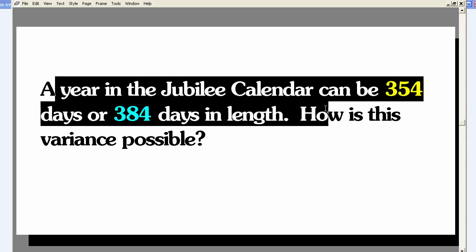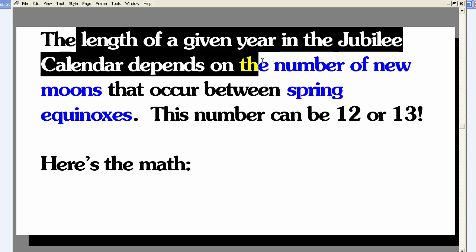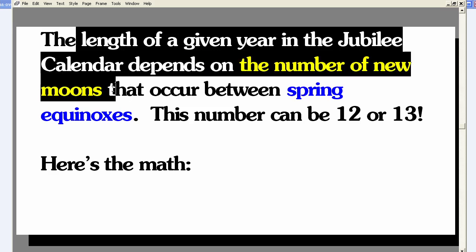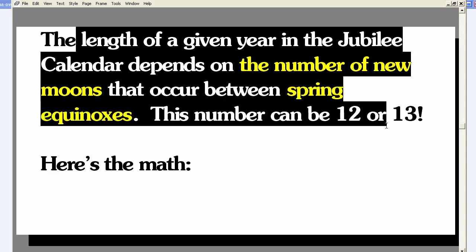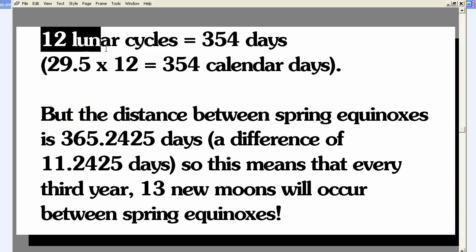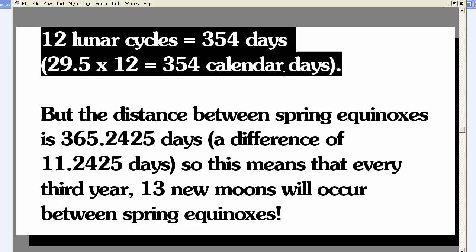And now that we understand how and when New Year's Day arrived, we need to investigate one more matter. A year in the Jubilee calendar can be 354 days or 384 days in length. You might say, well, how is this variance possible? Well, the length of a given year in the Jubilee calendar depends on the number of new moons that occurs between spring equinoxes. This number can be 12, or yes, even 13.